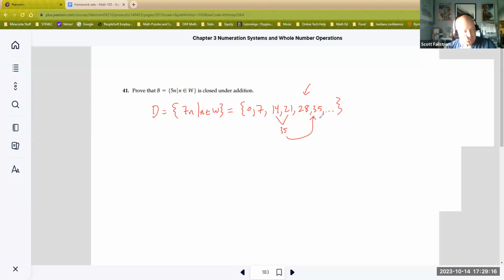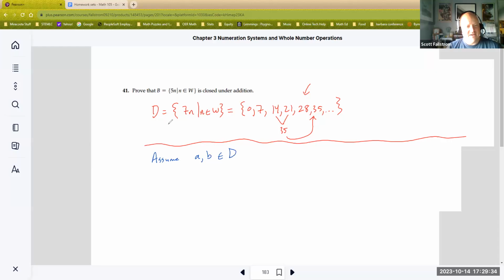35 is in the set. But that's just an example, and an example doesn't prove anything. So if we want to prove something, we want to start with two things that are in the set. So assume that A and B are in your set. This is the set I called D.